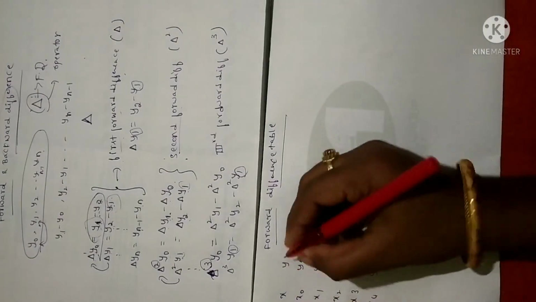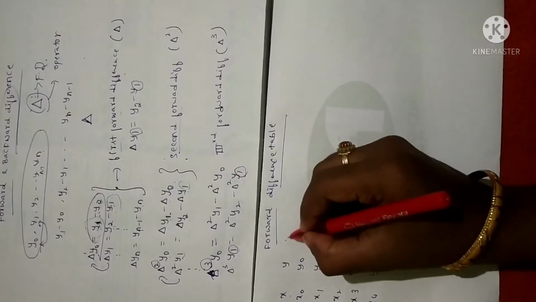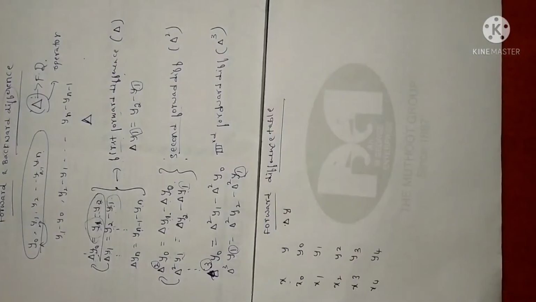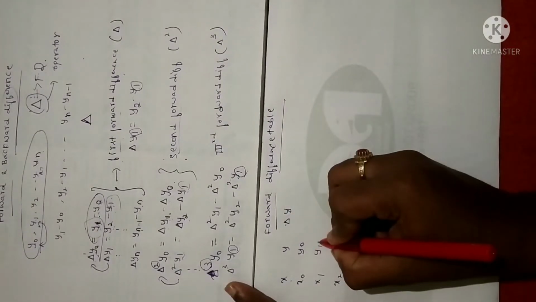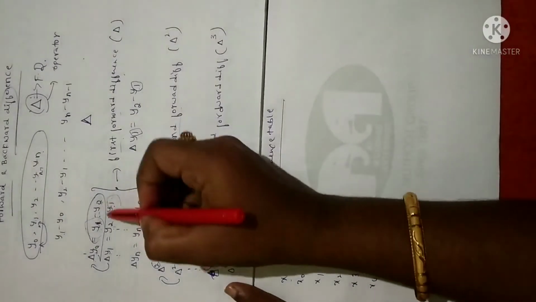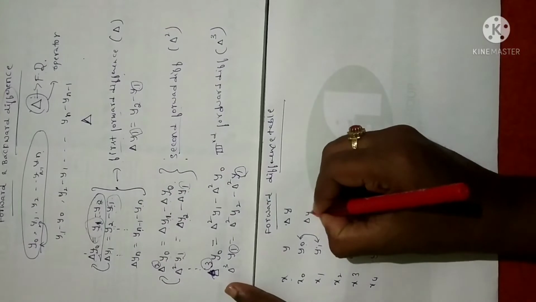Fine. So I have written the set of x and y values. Given these, we can calculate the first forward difference, which is represented by delta y. The first forward difference delta y is none other than the difference of these two, that is y1 minus y0. y1 minus y0 is none other than delta y0. So let me represent it with delta y0.